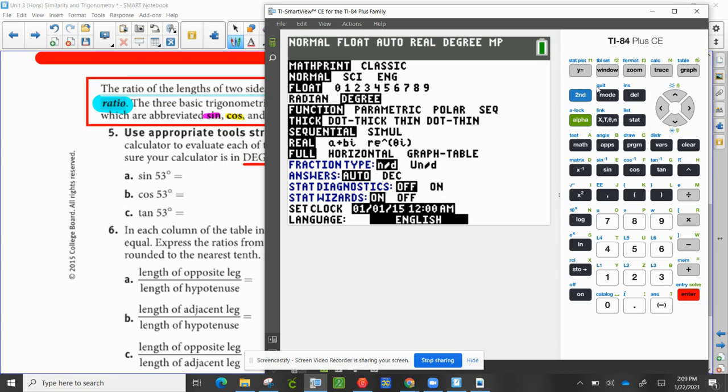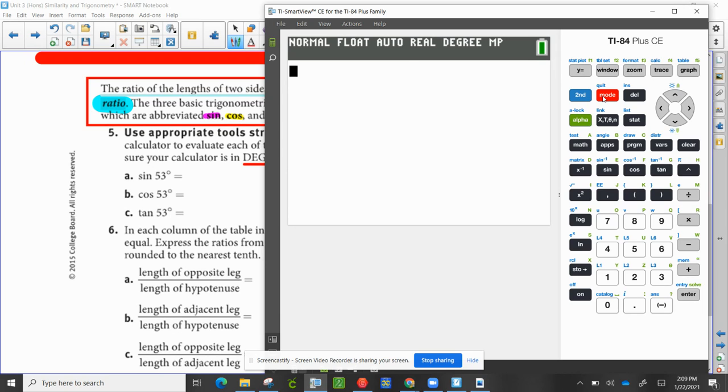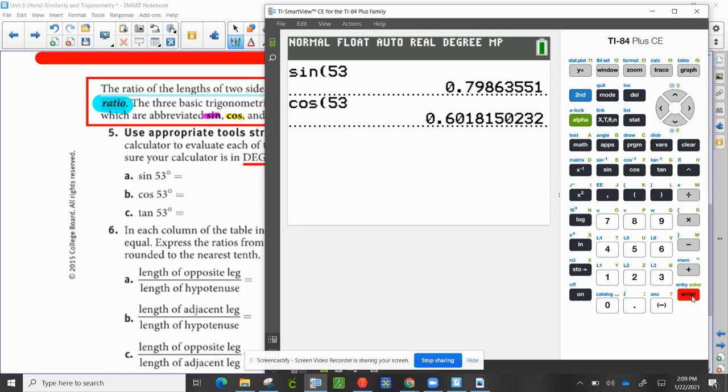And then once your degree mode is on, you can hit second and quit and go back to your main screen. So once we're in degree mode, we can find these angle measures. So the sine of 53 degrees, you just hit sine 53, hit enter. They want us to round to the nearest tenth, so that'd be 0.8. Cosine of 53 degrees would be 0.6, and then tangent of 53.